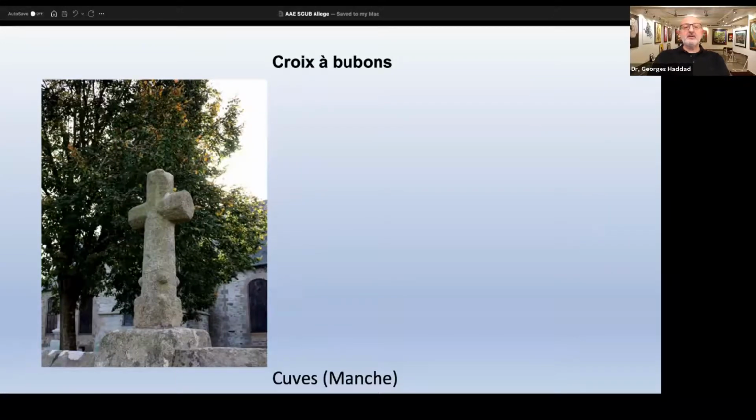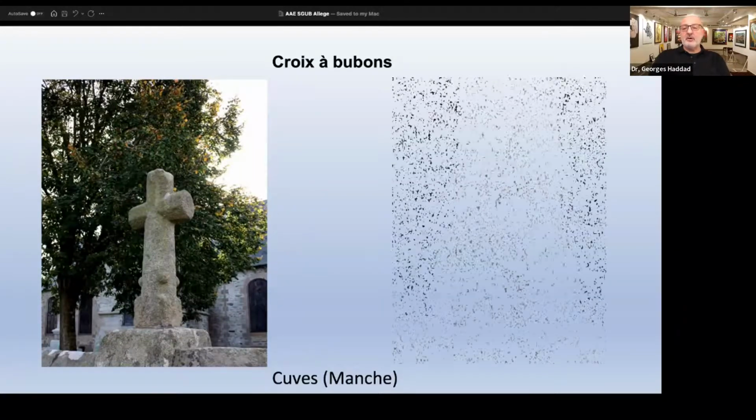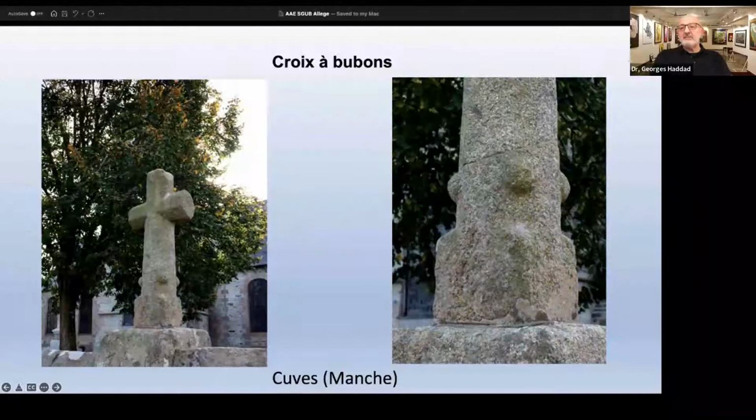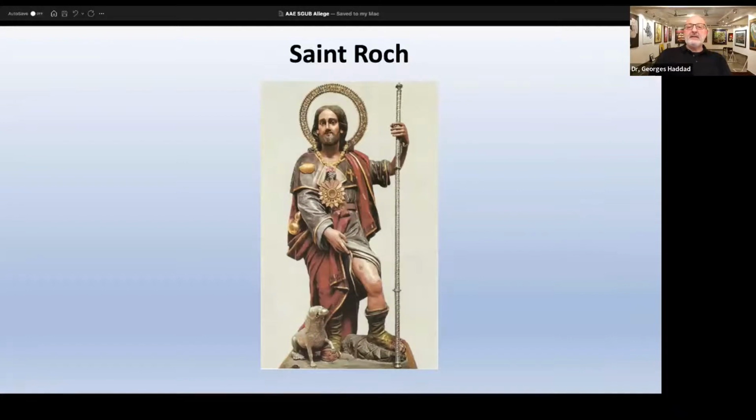This also looks like a normal cross until you come closer. And this is a much larger bubo, and you have four bubos on four sides. And you realize this is the same reason why this cross was erected. Now, this is Saint Roch. As I told you, the bubo should not be here, actually. It should be in the inguinal area, much higher. But for decency purposes, he is always shown with the bubo at mid-thigh.